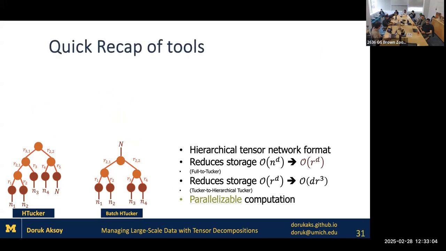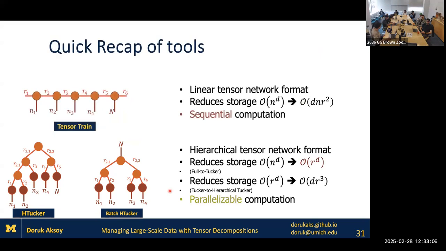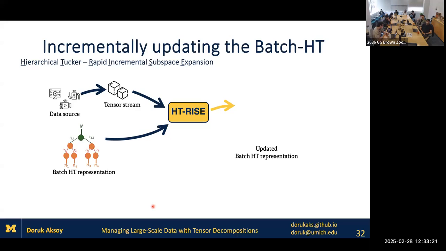A quick reminder of what we had: up until this point I was talking about the tensor chain format, and now we are moving on to the batch hierarchical Tucker format, which is a tree-type tensor decomposition format that introduces a hierarchy between dimensions of the data.